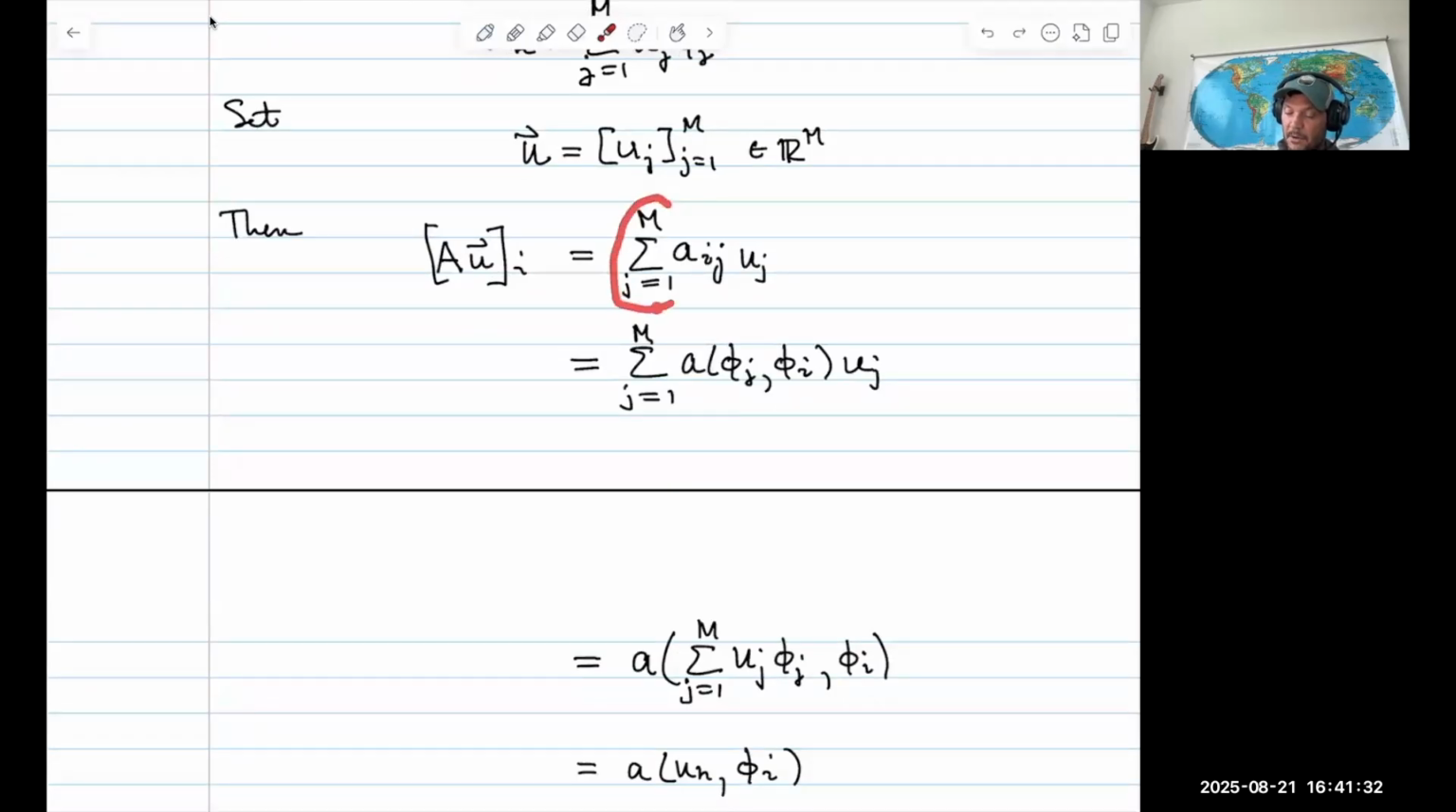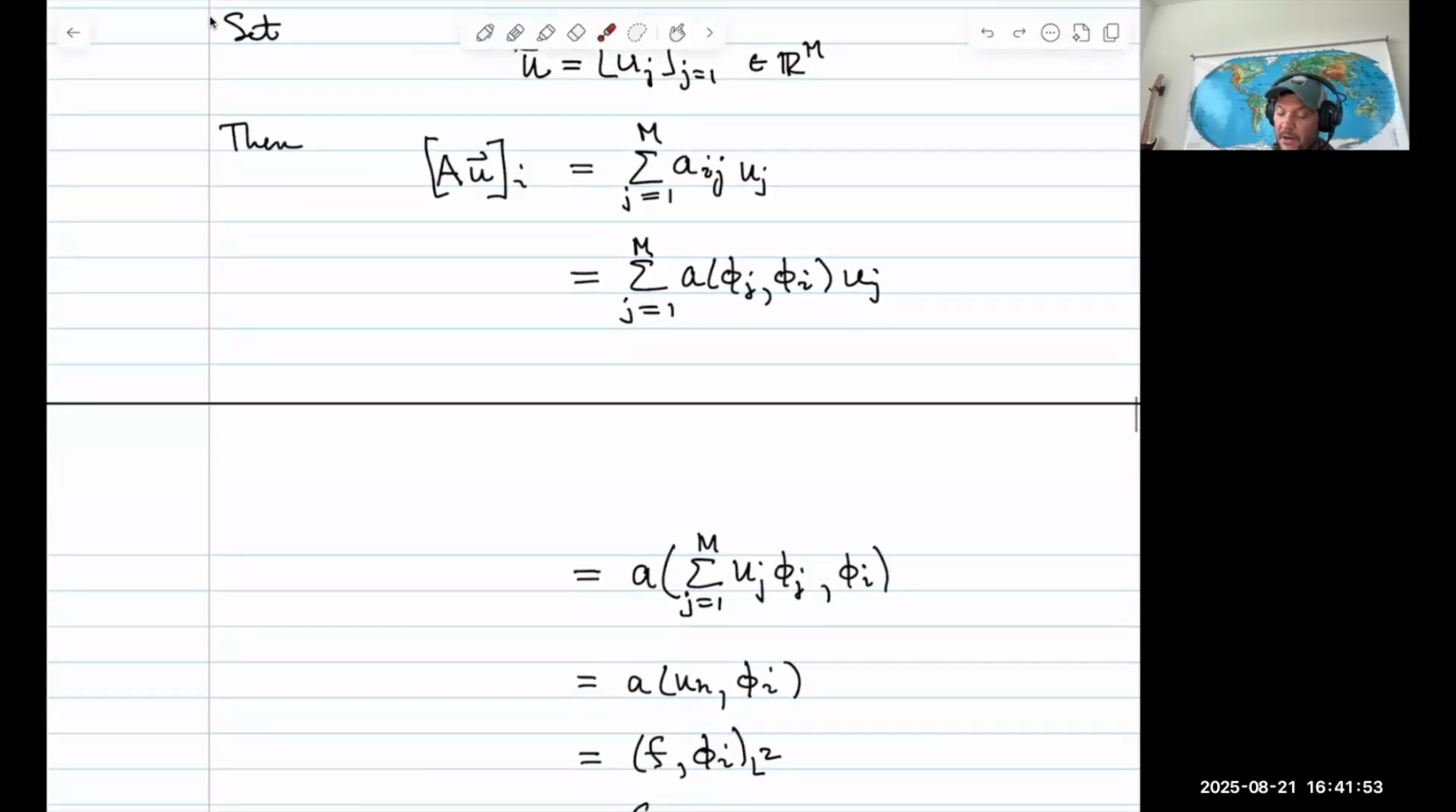So this sum contracts, in the tensor way of saying it, out this jth component, and it leaves only an ith component. You can tell these are the components of a vector because it has one free variable. The j, the summation variable, is called a dummy variable because I can replace that with any other variable. Okay. Now I'm going to replace a_ij with its definition, which is just a(phi_j, phi_i). Remember, I was really keen on keeping this order.